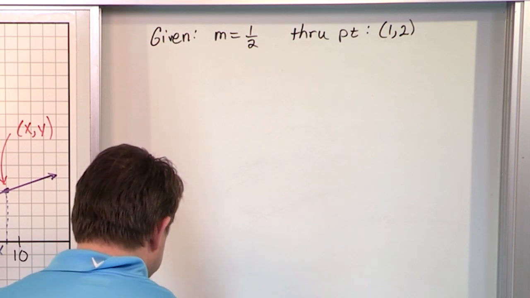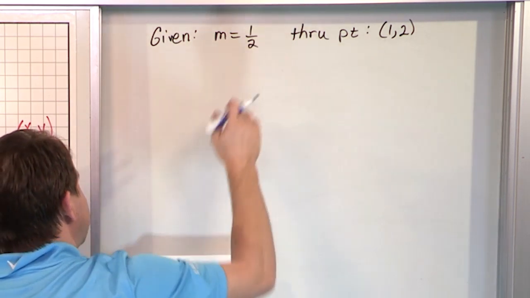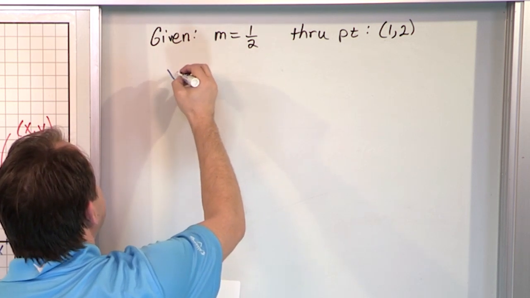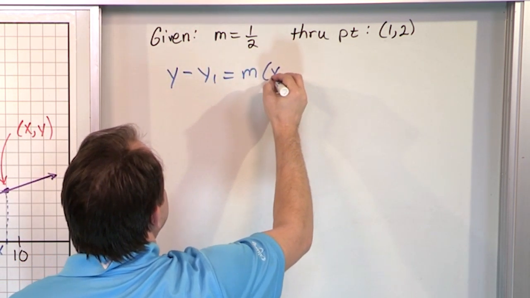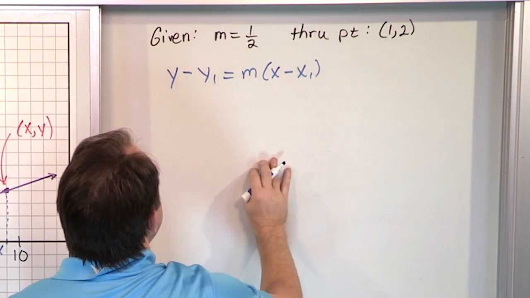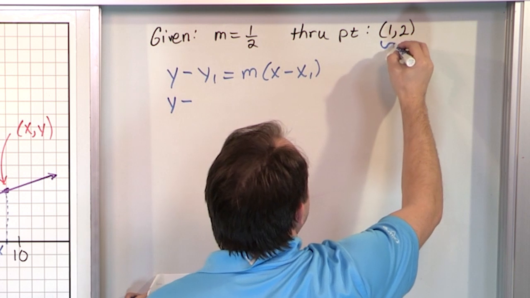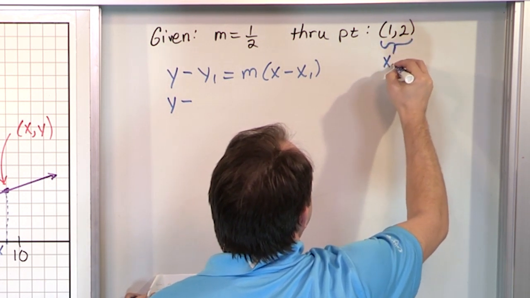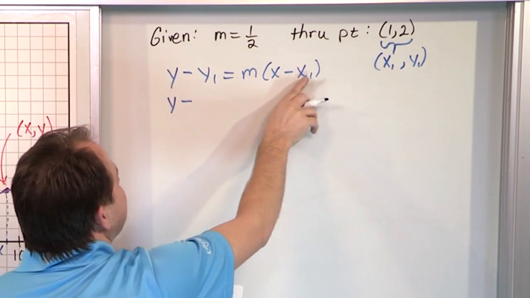Well, you use what we learned today. You would say, wait a minute, I know a slope and I know a point on the line, so I'm going to use the point-slope form: y minus y1 equals m times x minus x1. Notice that when they give you a point on the line, this is basically x1, y1. It's always the secondary guy here.